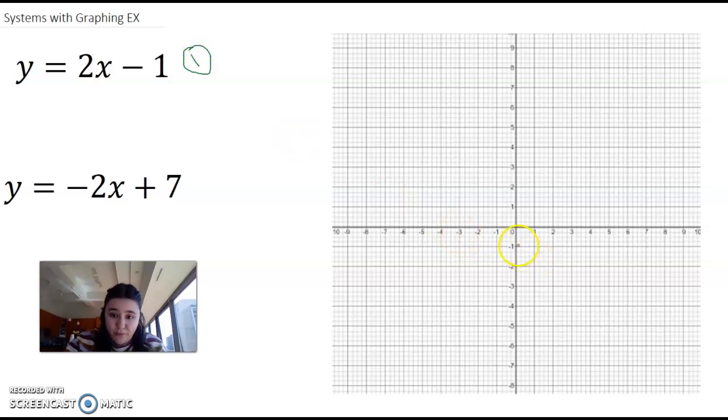So we have -1. That's our y-intercept. That's what we're anchoring with. Then we have +2. So it's going to be up 2, to the right 1.